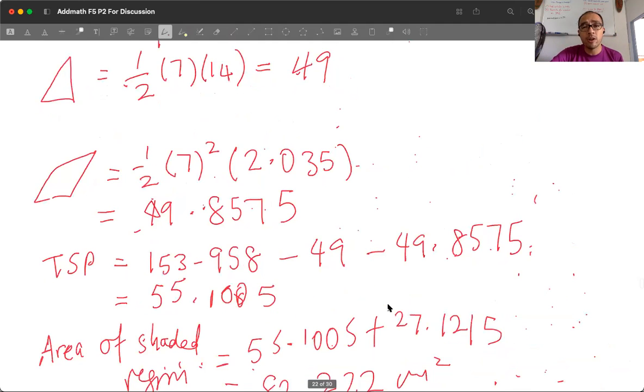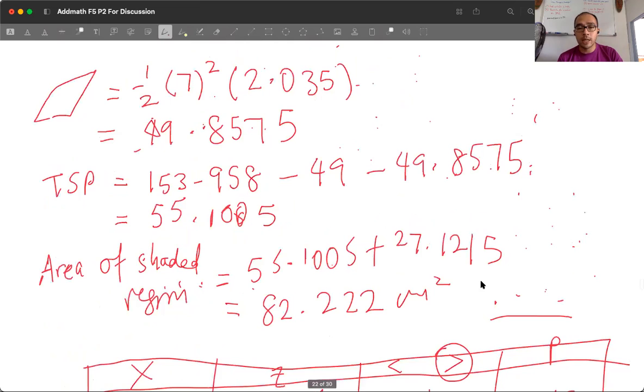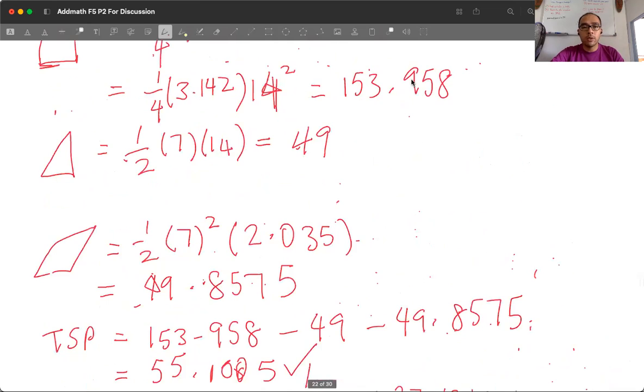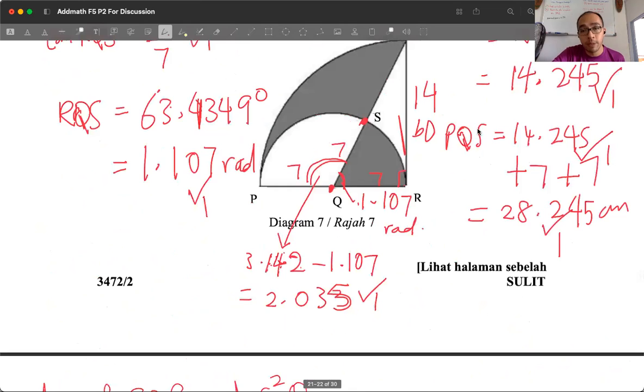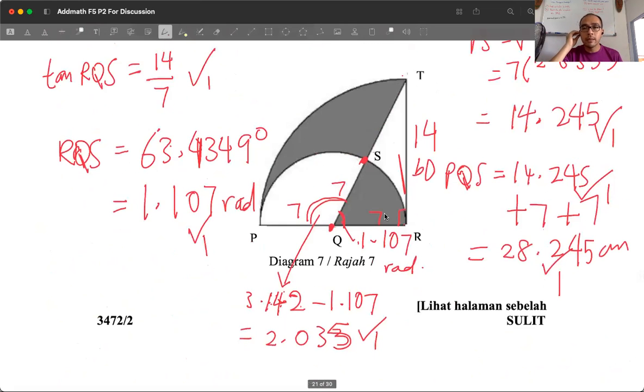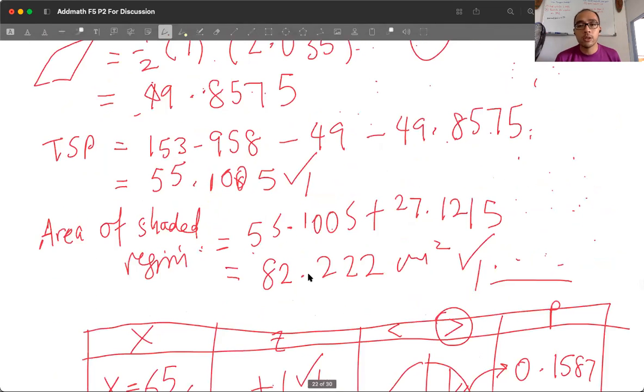Four very long marks, but okay, so 1 mark for here, and obviously satu markah untuk the jawapan akhir. Sini satu markah, and mana-mana satu daripada ini betul. Either one of these correct, you get 1 mark. That's how the 4 marks are distributed. It's very long, but actually dia tidak begitu susah. The only possible mistake here is orang lupa bahawa ini adalah 14. So the final answer for this is 82.222.